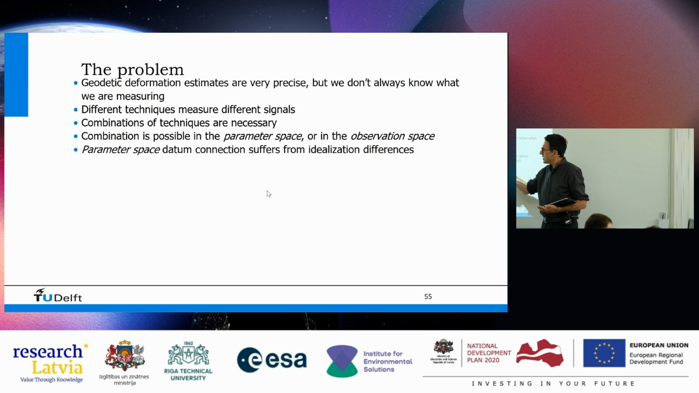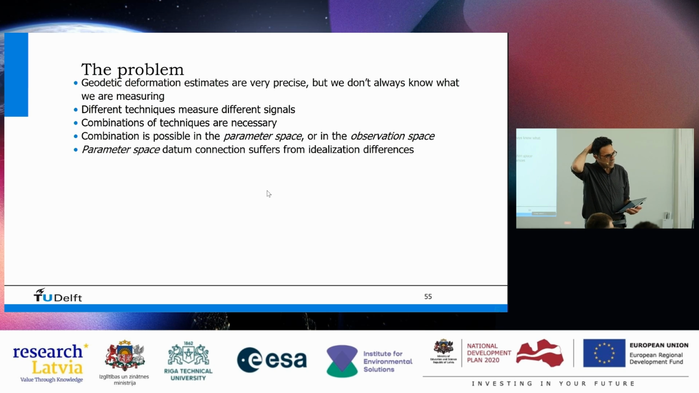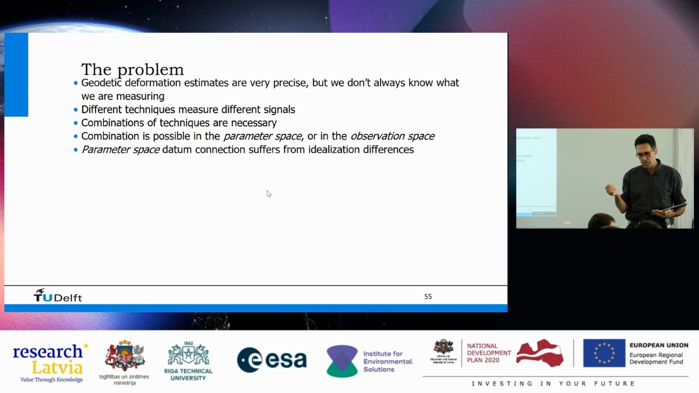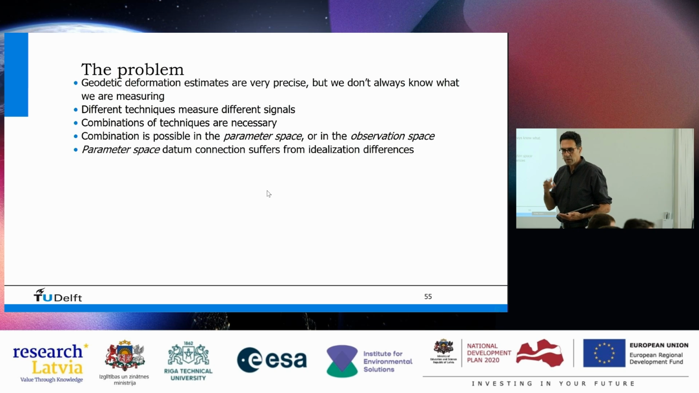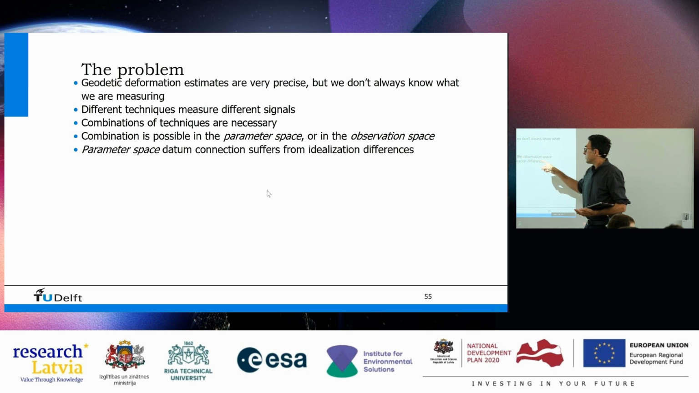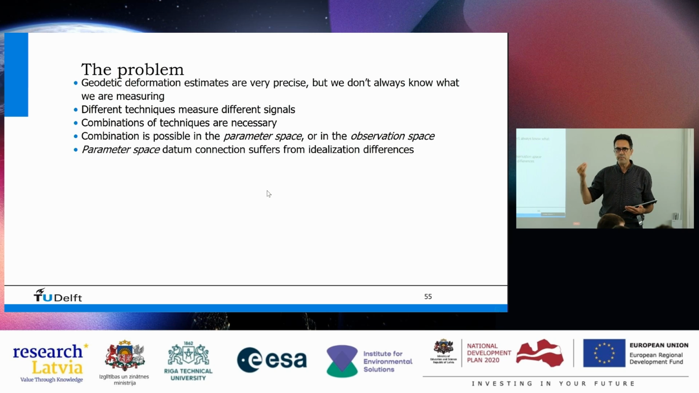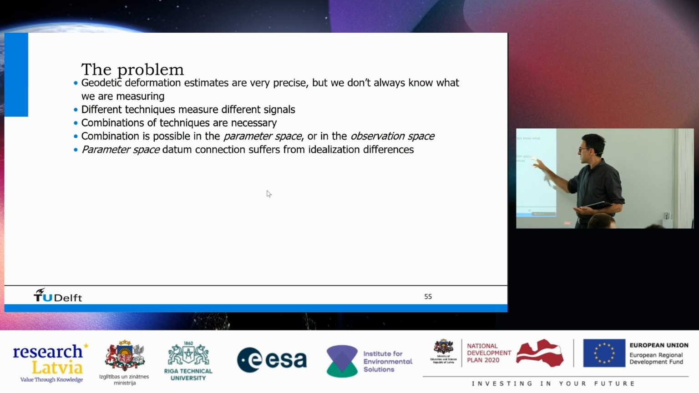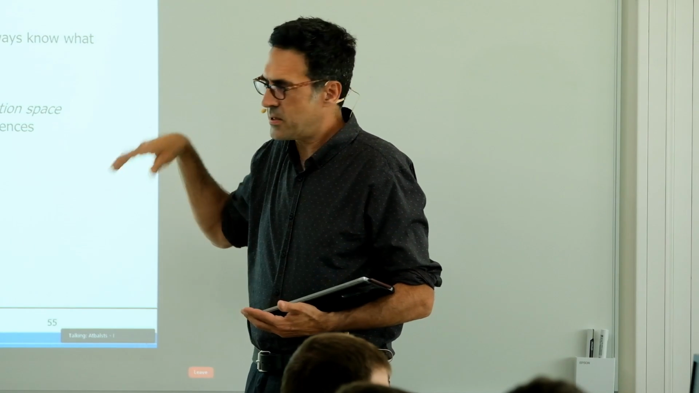If you want to do the combination, there are two possibilities. One is that you combine it in the parameter space. Basically you're saying, we have, for example, a subsidence bowl, and we can parameterize it with a couple of numbers. With all these different techniques, we're going to estimate the same parameters. Alternatively, it would be to do it in the observation space. That would mean that we're measuring really the same physical thing over and over. Now this is a problem in normal situations because a radar reflection will never come from a GPS antenna, for example.